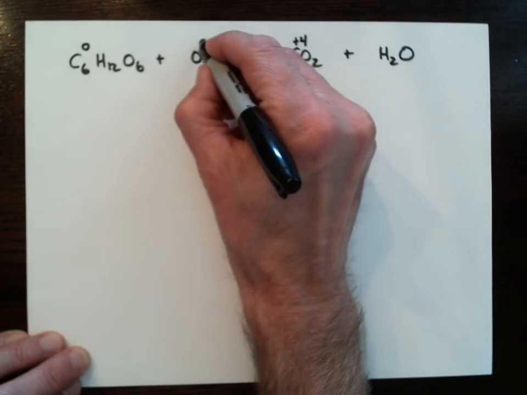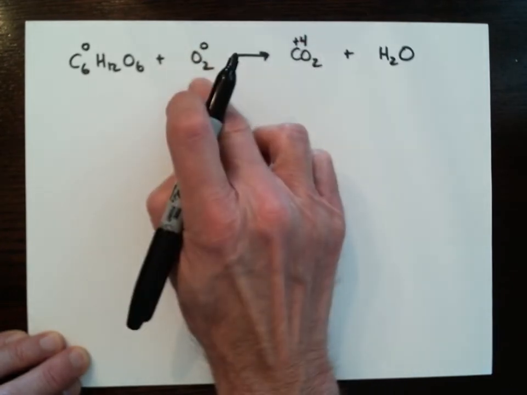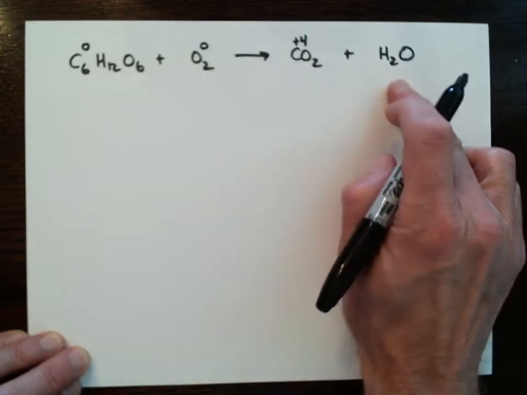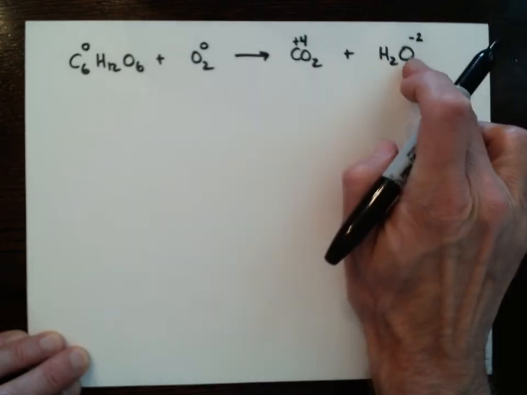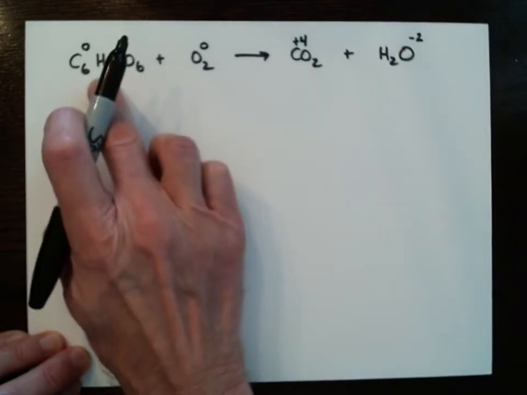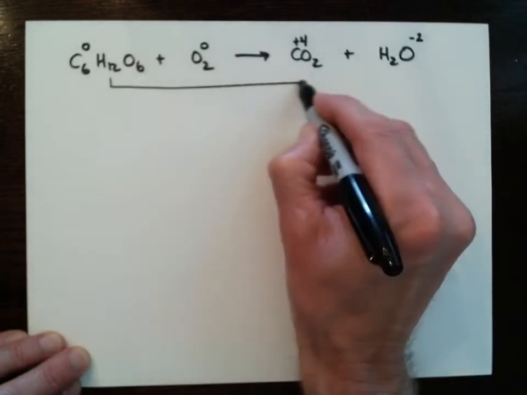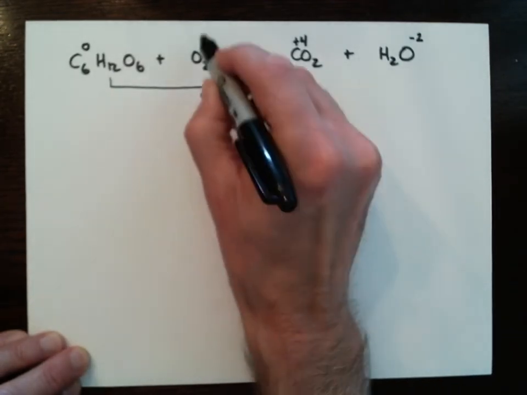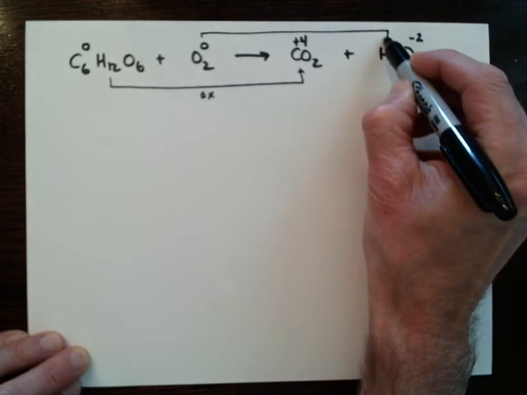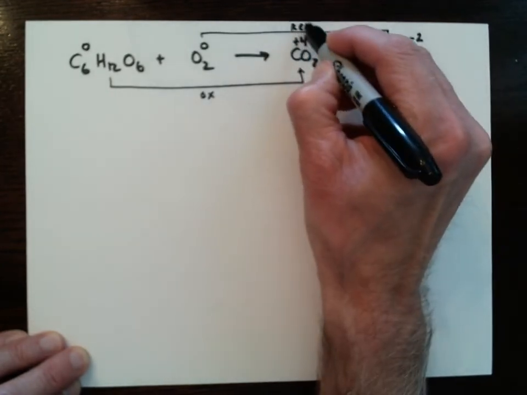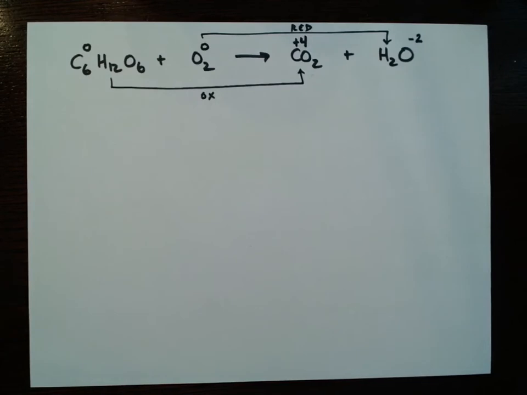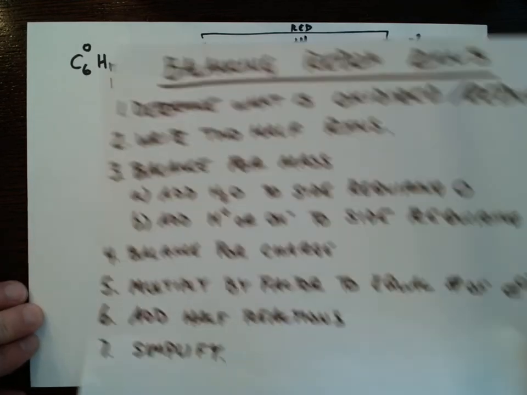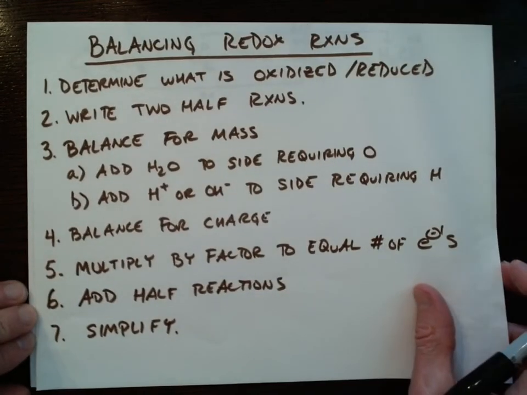Also, you'll find an oxidation number of 0 for oxygen in the O2 molecule, and you'll find an oxidation number of -2 for oxygen in water, which shows that glucose undergoes oxidation and oxygen undergoes reduction in the process of respiration. Now we're going to try to balance this thing using the rules I've shown you. We've already done step 1. We've determined what is oxidized and reduced.